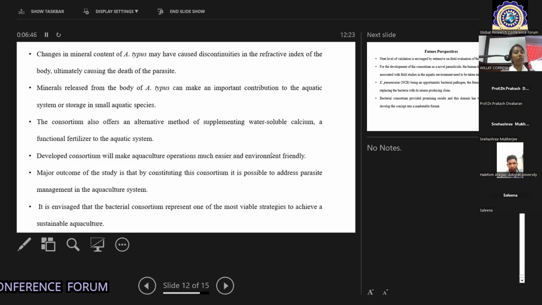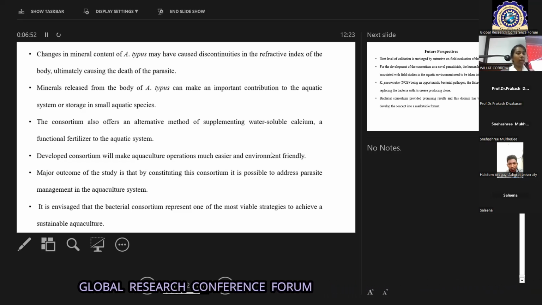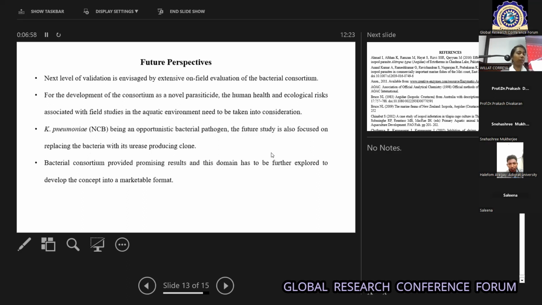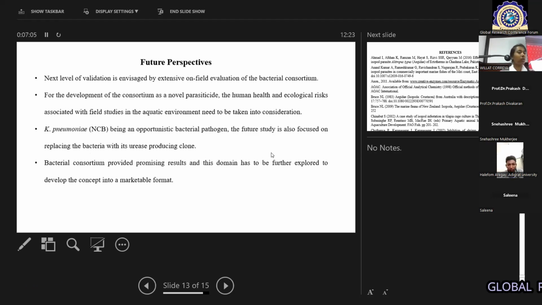A major outcome of this study is that by constituting this consortium, it is possible to address parasite management in the aquaculture system. It is envisaged that the bacterial consortium represents one of the most viable strategies to achieve a sustainable aquaculture. My future perspectives are, the next level of validation is envisaged by extensive on-field evaluation of the bacterial consortium for the development of the consortium as a novel parasiticide.